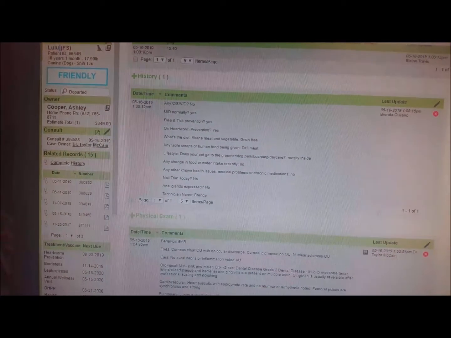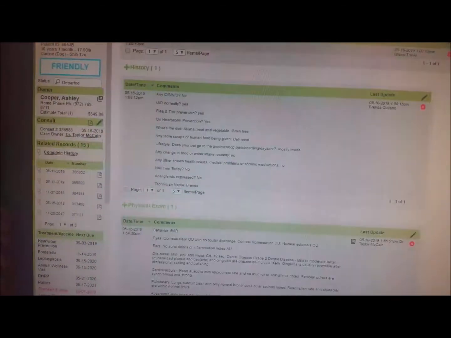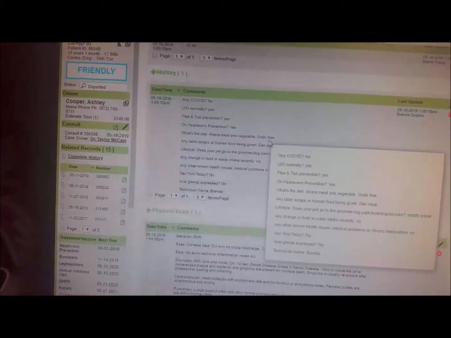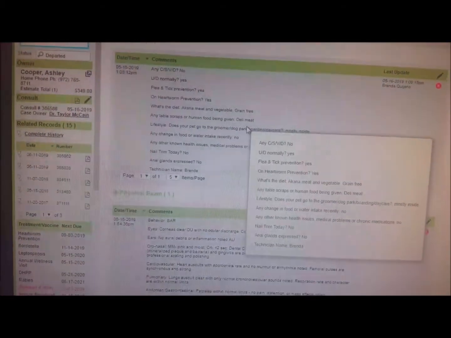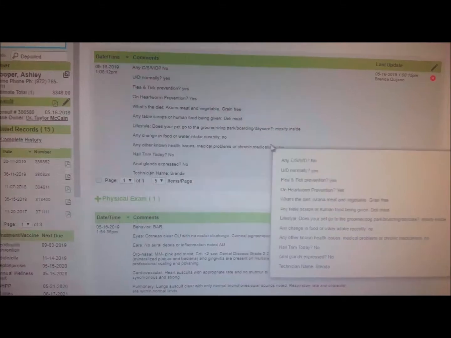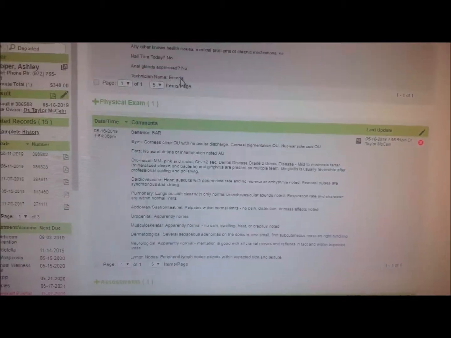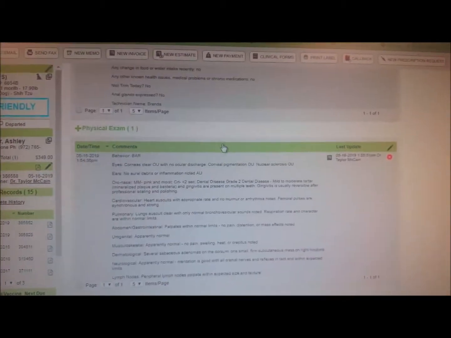She's on heartburn prevention and flea and tick prevention, as we saw right over here. She's taking her Revolution. We can see what she eats, the brand, and then the owner sometimes gives her a little bit of meat. She's mostly inside. We can see just overall questions about how she does. We can know what technician took the history. In this case, I did it.